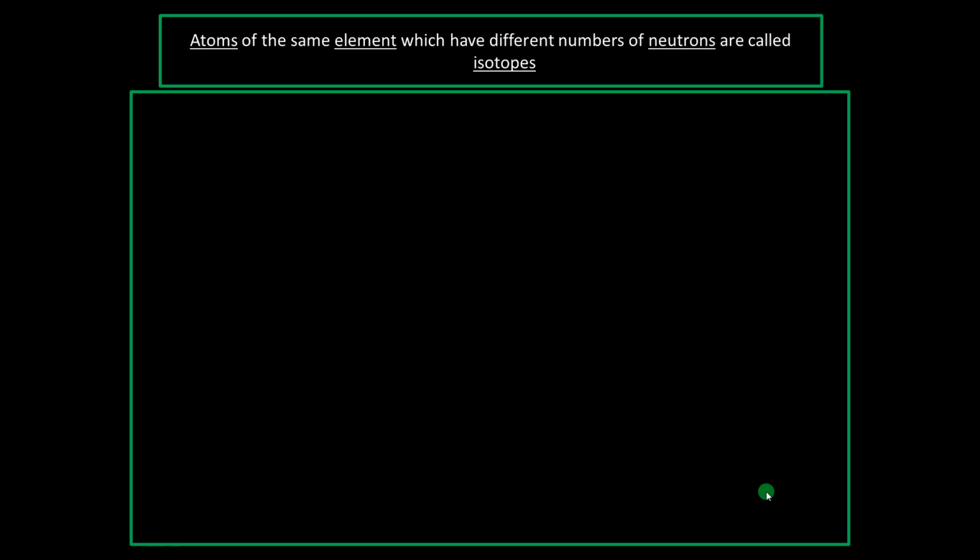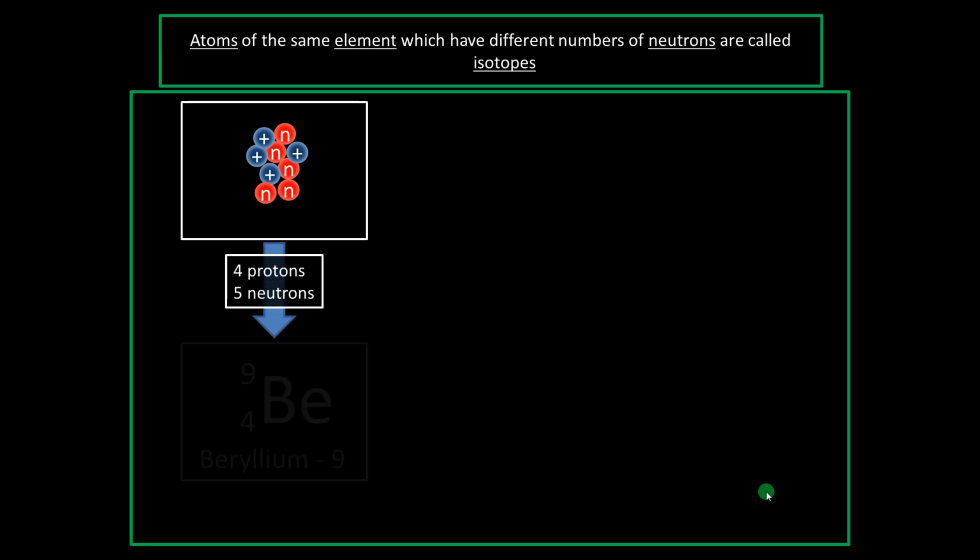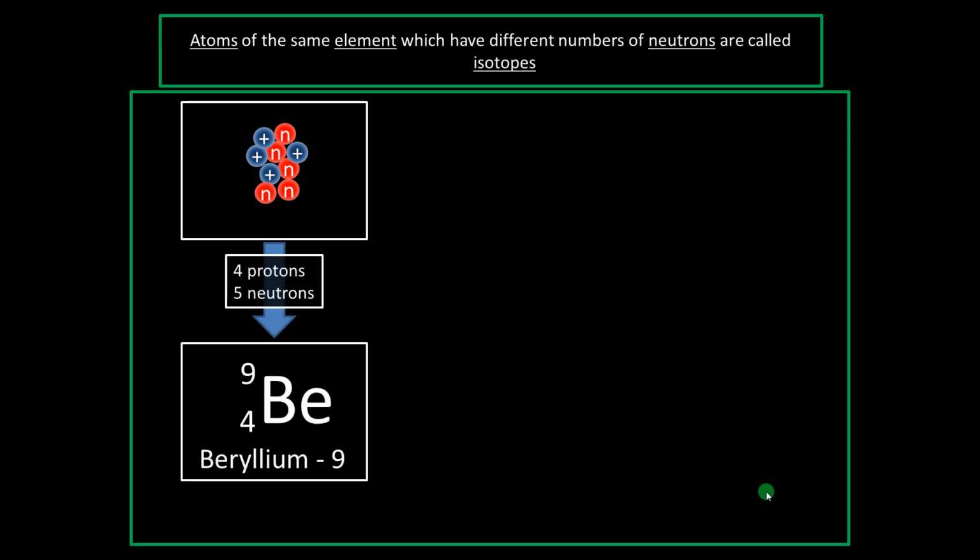Okay, so that's what makes a particular atom belong to a particular element. Now we're going to look at some different versions of those atoms for a particular element, and that gives us something called isotopes. So atoms of the same element which have different numbers of neutrons are called isotopes. So let's look at an example of this.